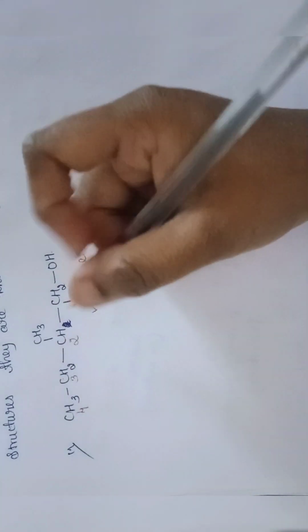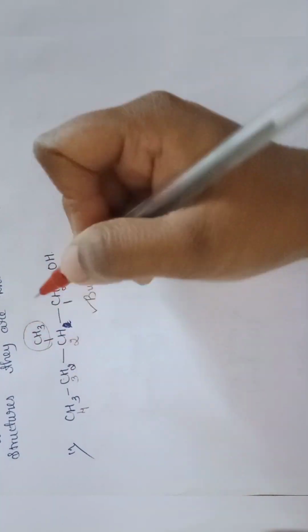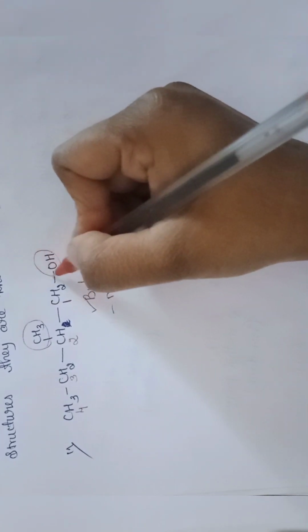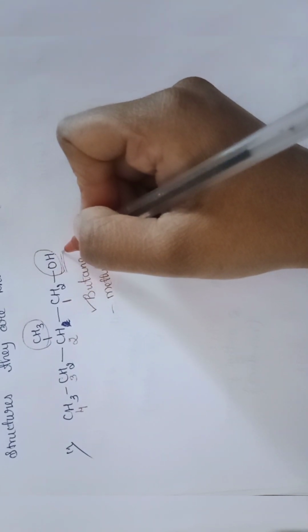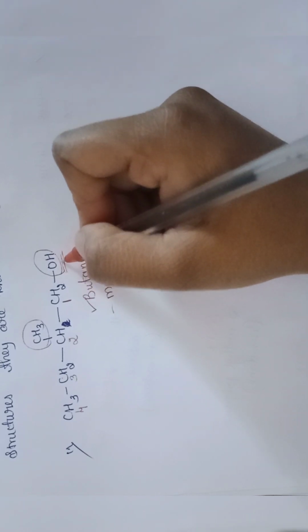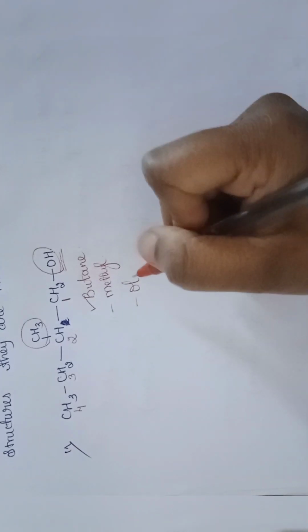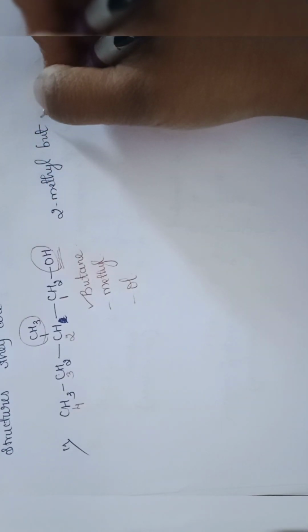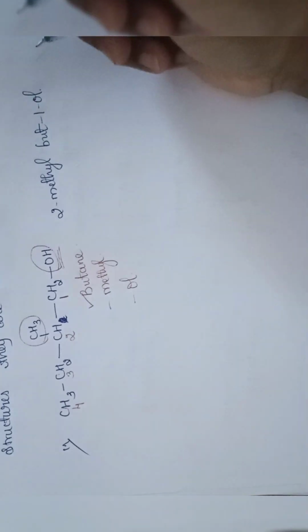Next, the branch, that is the substituent, is what? This is methyl. And the functional group is OH. OH should be a suffix. What will be the suffix for this OH? It is -ol, meaning it is an alcohol. Therefore, the name will be 2-methylbutan-1-ol. Next example.